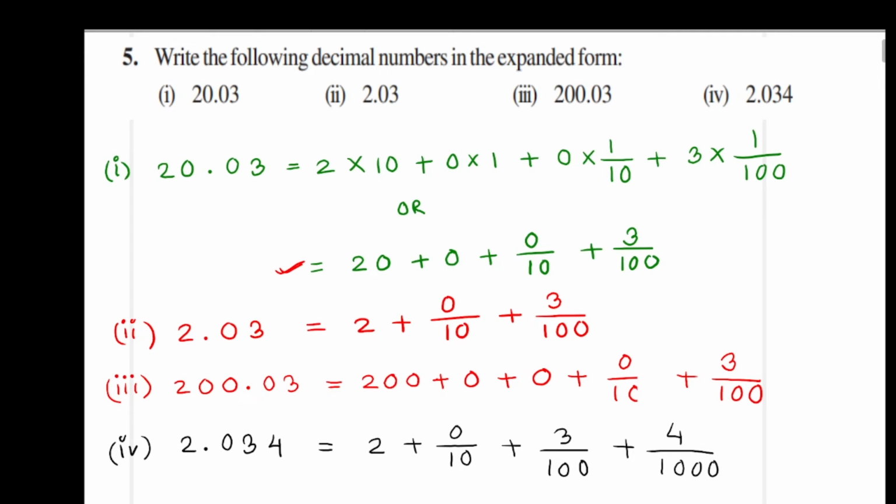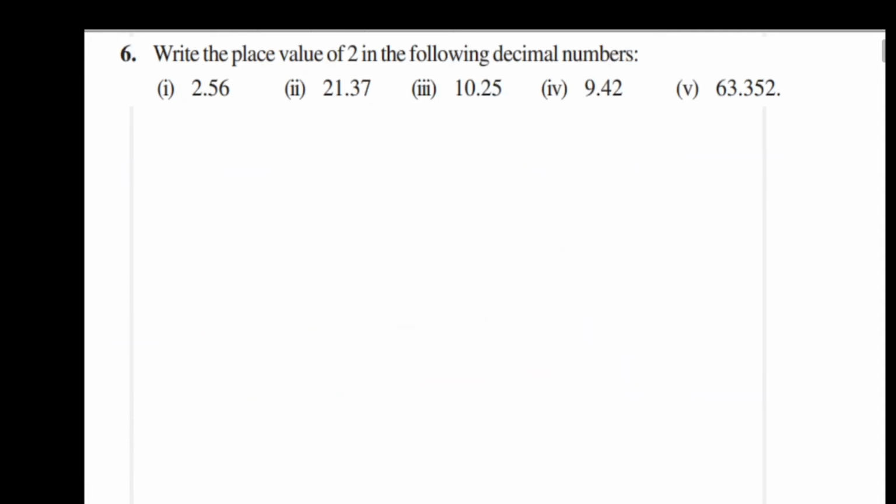Now come to the question number 6. Write the place value of 2 in the following decimal. Okay, now place and place value, there is a difference. Okay, I will show you in one question. Say 2.56. What is asked? You have to write the place value. Okay. Now, in this question, what is the place of 2? This is the digit which is placed before the decimal point. So, this place is what? Ones. And place value will be what? Place value will be 2 into 1. That is 2. Okay.